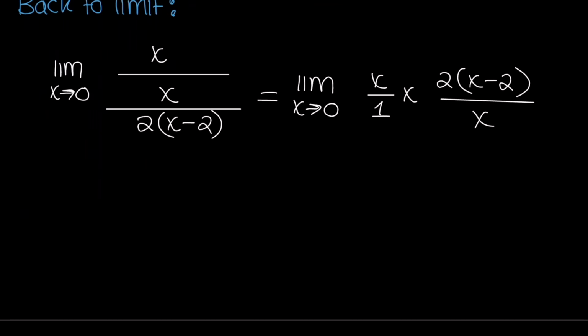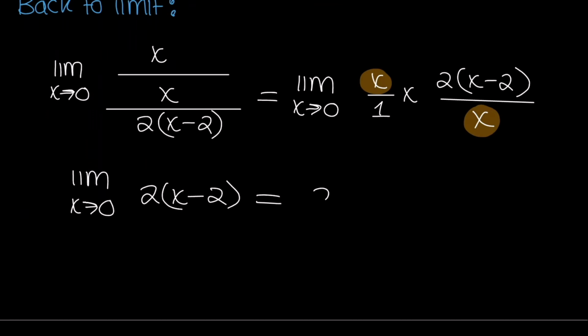And now we have something to cancel, x and x. So now the limit as x goes to 0 of 2 times x minus 2, I plug it in. Did we do this right? 2, oh yeah, I did. Minus 2, and I get negative 4 as my final answer.